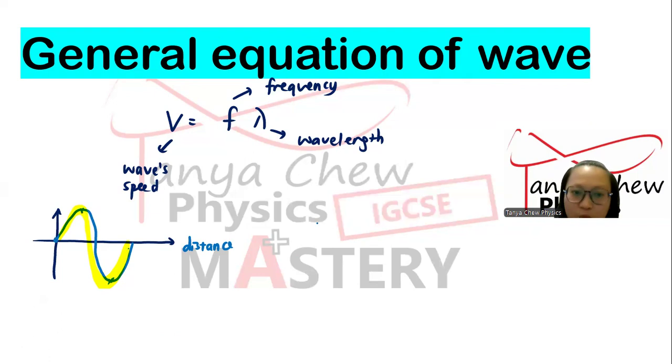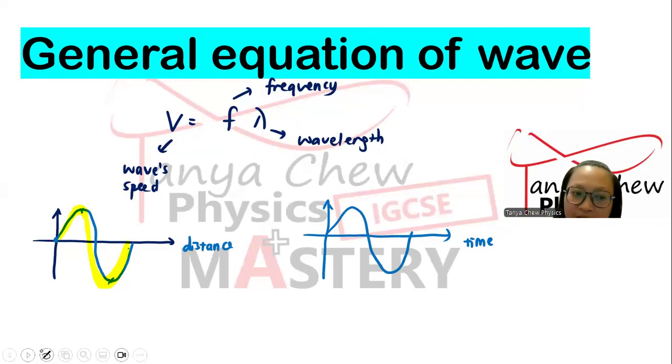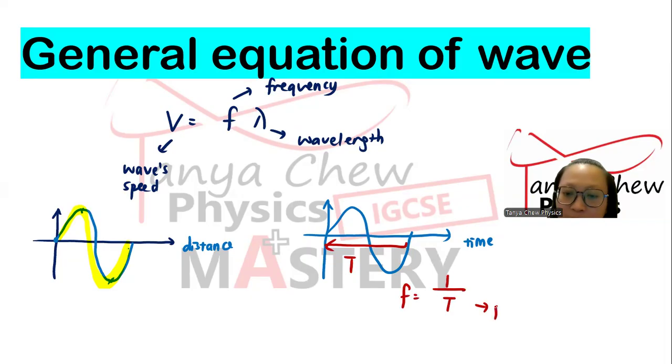Frequency, on the other hand, when the graph is being given, right? Frequency can be calculated. When the graph is being given, check your x-axis. If your x-axis is time, then you determine not frequency, but period first, right? This is called period. Period is the time taken for one complete oscillation. So frequency can be calculated by 1 over period. T means period.